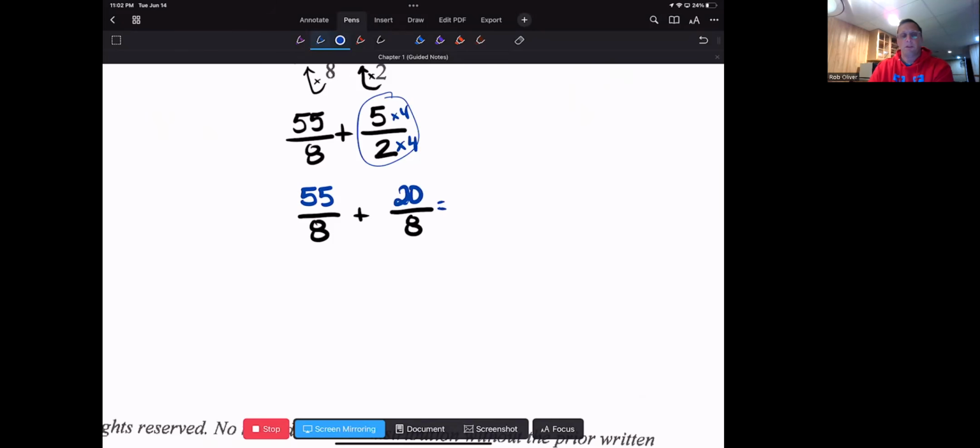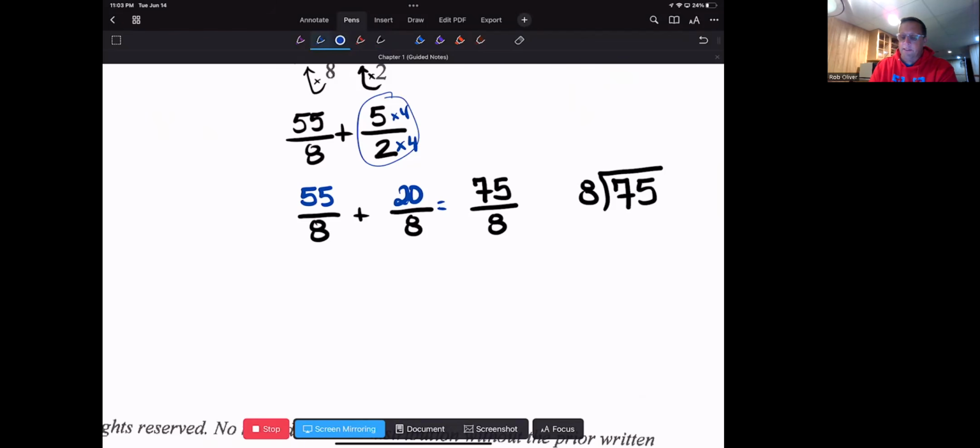Okay, so now we're all set to add. So 55 plus 20 is 75. So you got 75/8. And just like before, we're going to change that back into a mixed number. So we're going to do 75 divided by 8. Top divided by bottom. That's usually a good way to think about it. Or just do it mentally, like a lot of people do. Like, how many 8s go into 75? Oh, I know what that is. But I'm just going to do it this way.